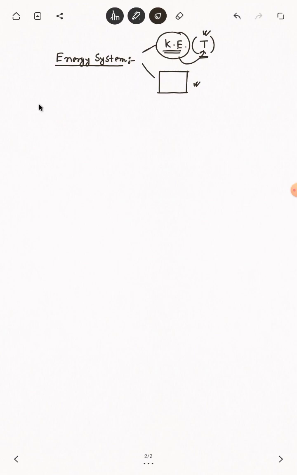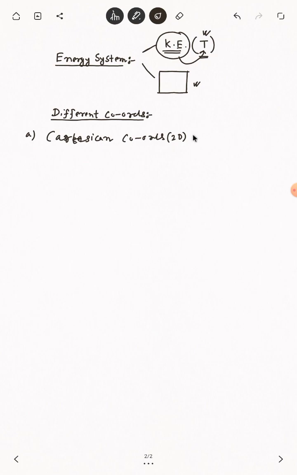First of all, we should have all the expressions for kinetic energy in different coordinates. Say, Cartesian coordinates, two-dimensional. So what will that be? Half into m into v square.